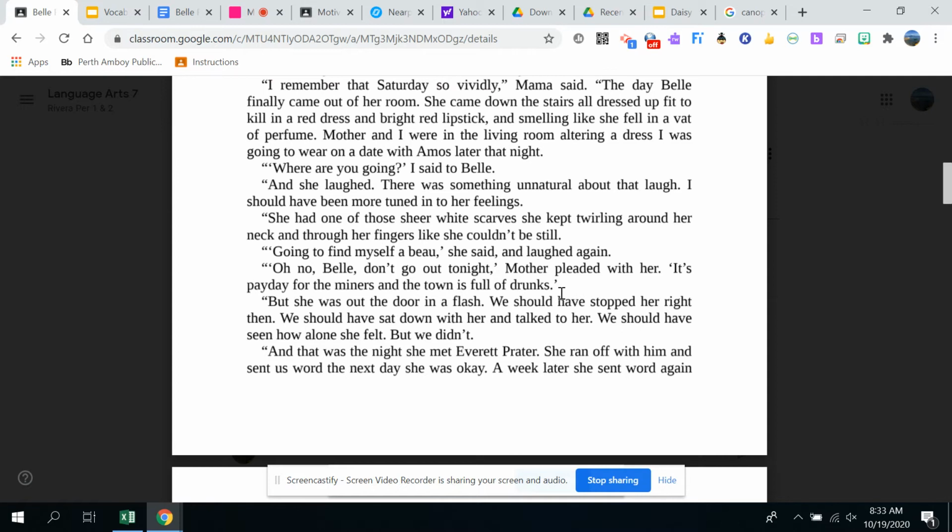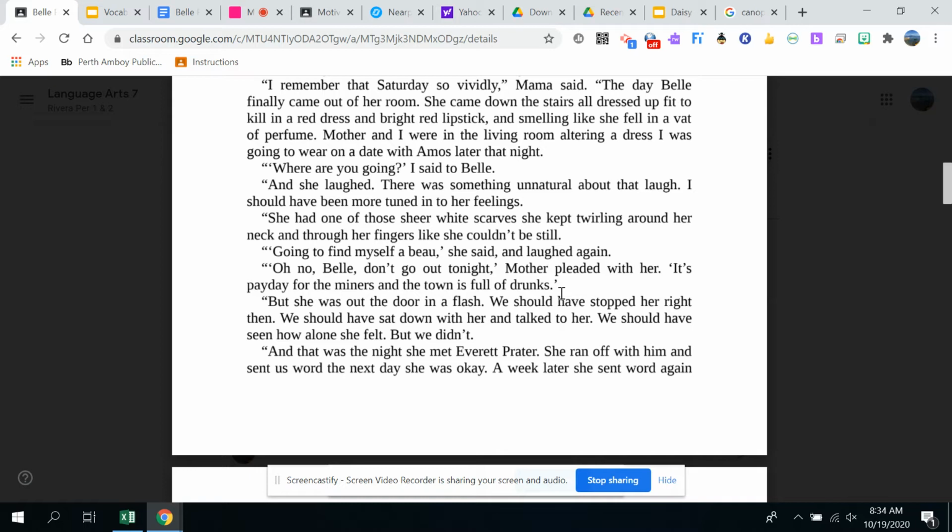I said to Belle. And she laughed. There was something unnatural about that laugh. I should have been more tuned into her feelings. She had one of those sheer white scarves she kept twirling around her neck and through her fingers like she couldn't be still. So, you should be kind of noticing here that Belle's acting kind of crazy. She got all dressed up in a nice dress, but put on like a ridiculous amount of perfume, and now she's acting really weird.